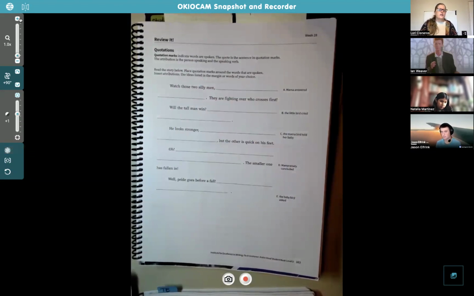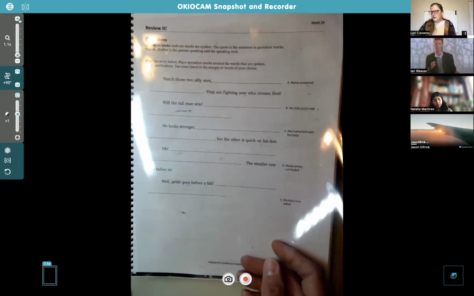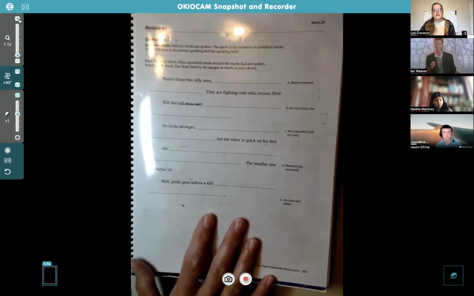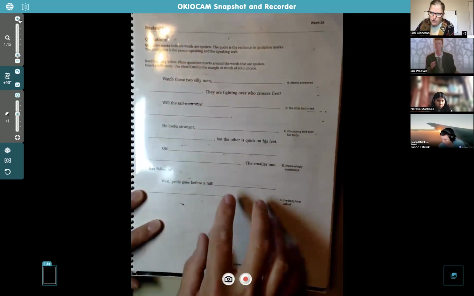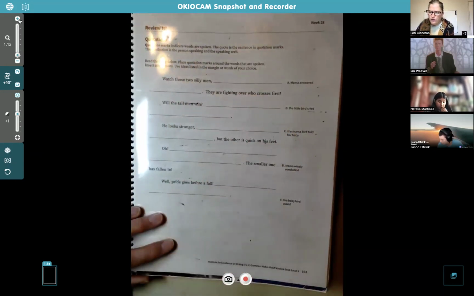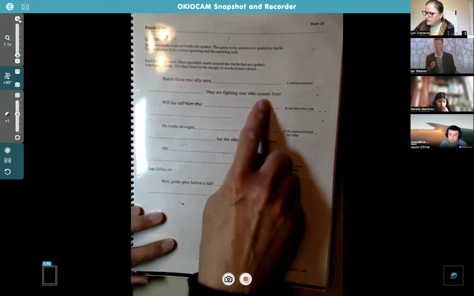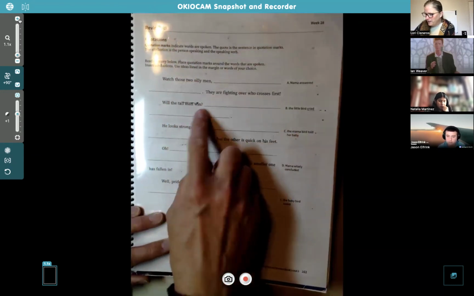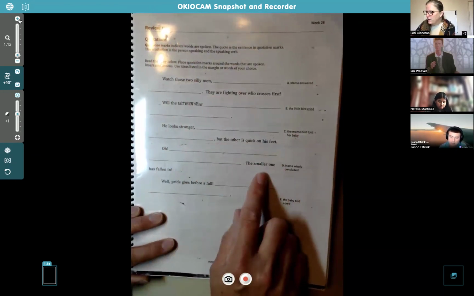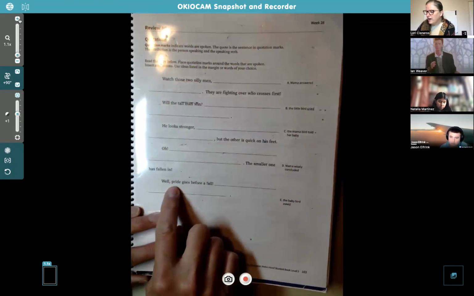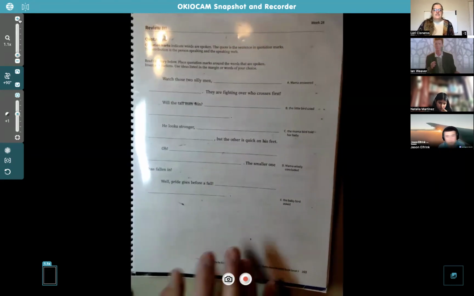I have to be honest, this is kind of a weird story, but it will make this work. These are all the speaking verbs. They're speaking words, actually. So these are all the quotes. Watch those two silly men. They are fighting over who crosses first. Will the tall man win? He looks stronger, but the other is quick on his feet. Oh, the smaller one has fallen in. Well, pride goes before a fall. So that's the conversation. Kind of weird and kind of funny, I guess.